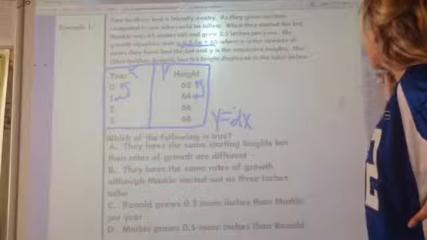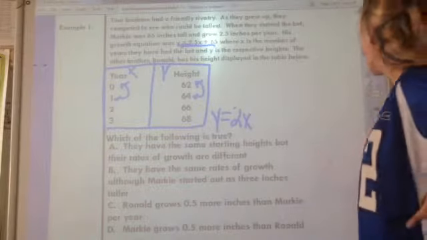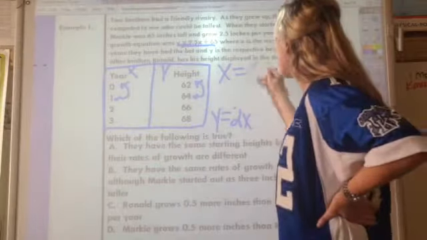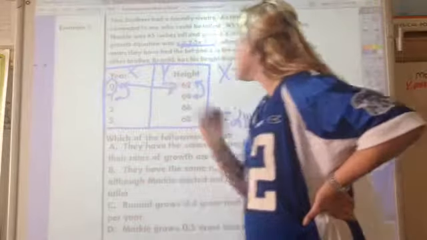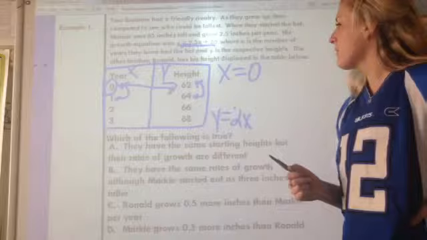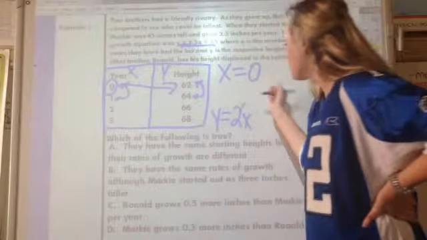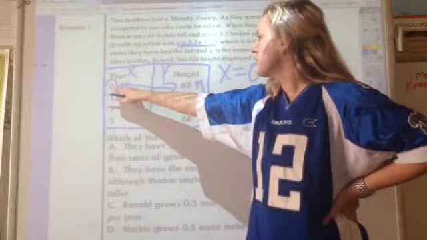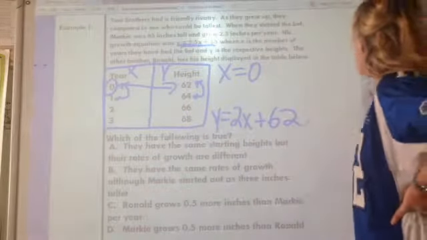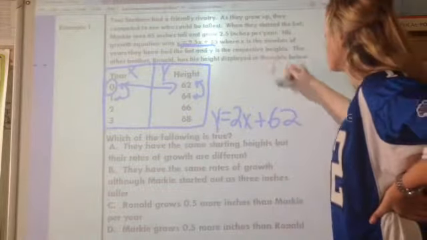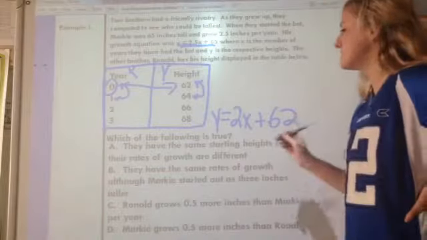Now, this is a part where a lot of you guys keep getting confused. Wherever x equals 0 on my table, which is right here, y is my y-intercept. So, if x is 0, y is 62. So my growth equation for Ronald is y equals 2x plus 62.